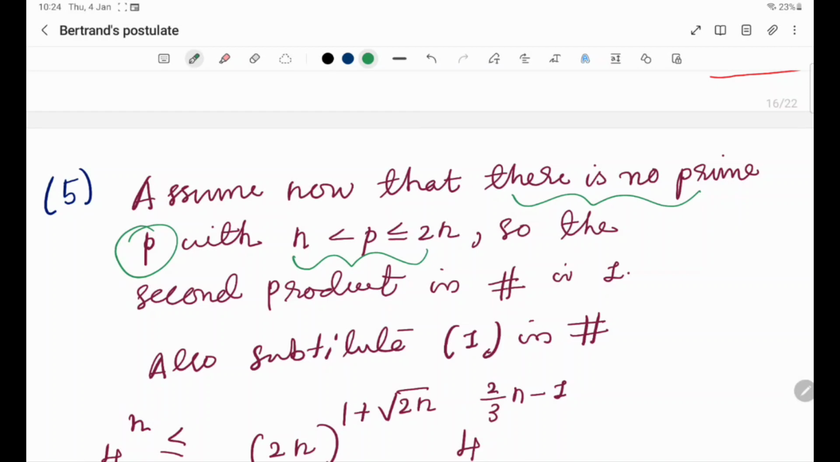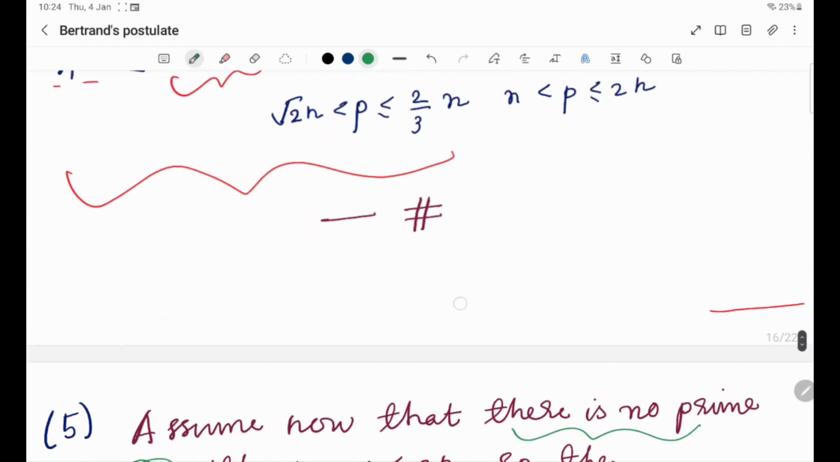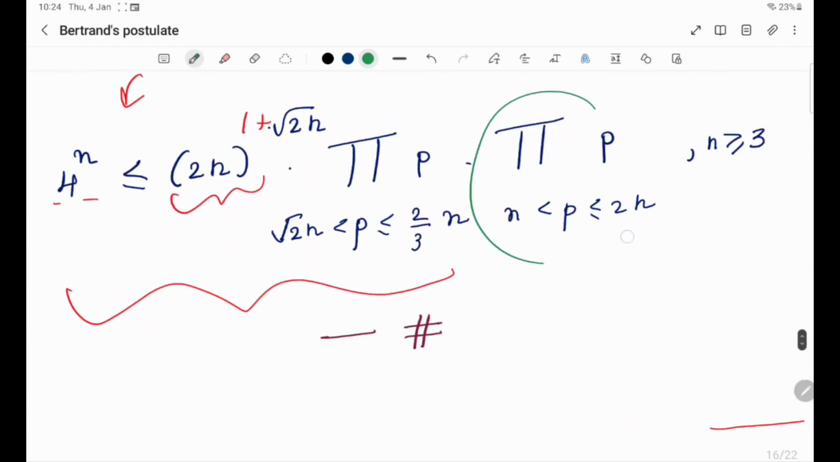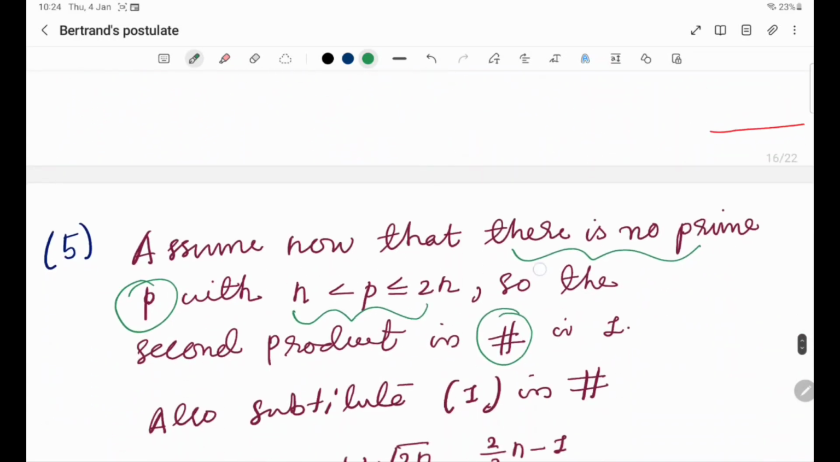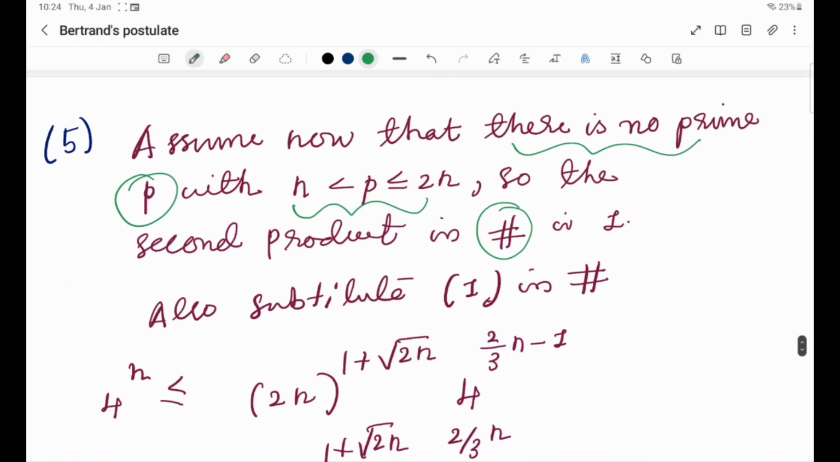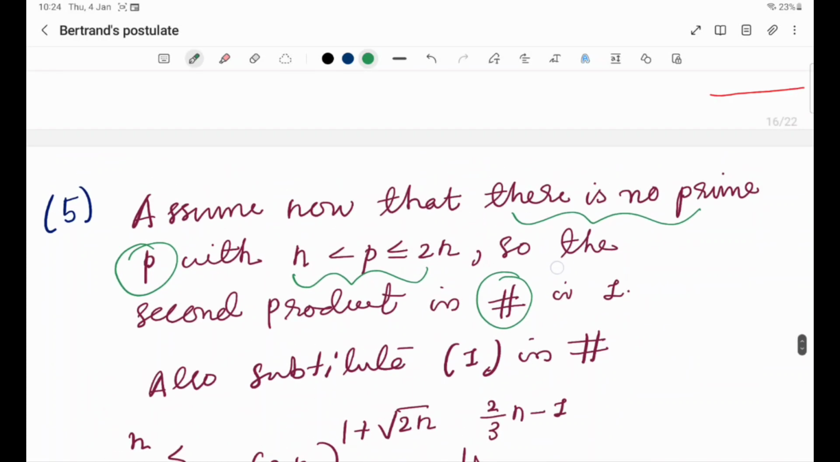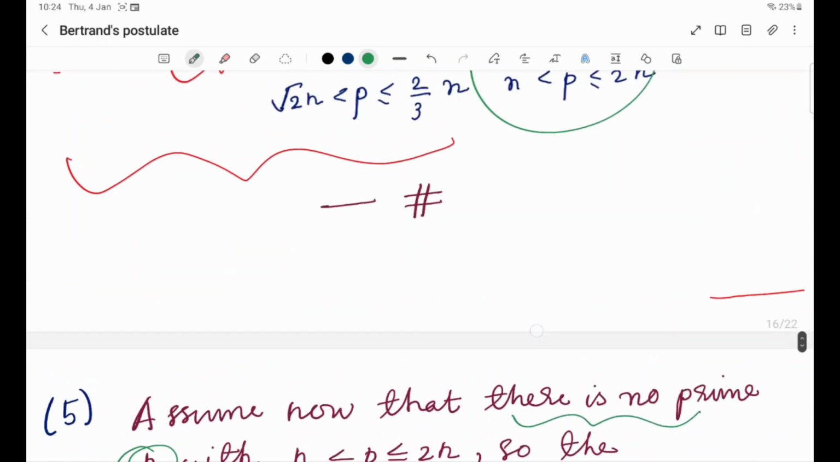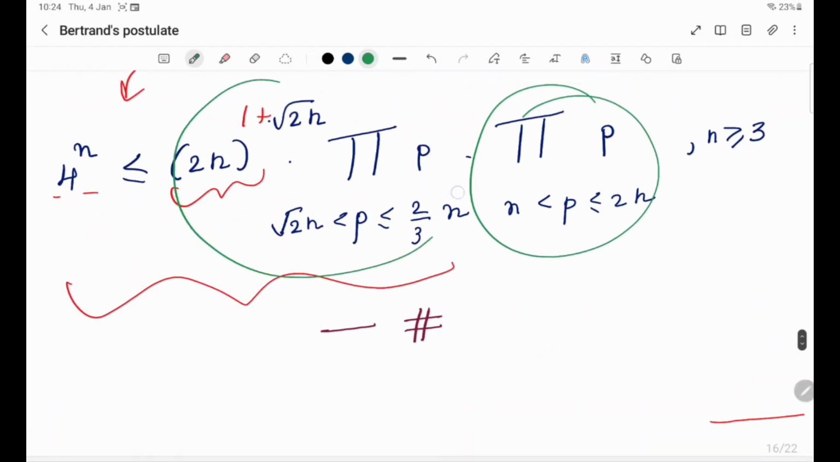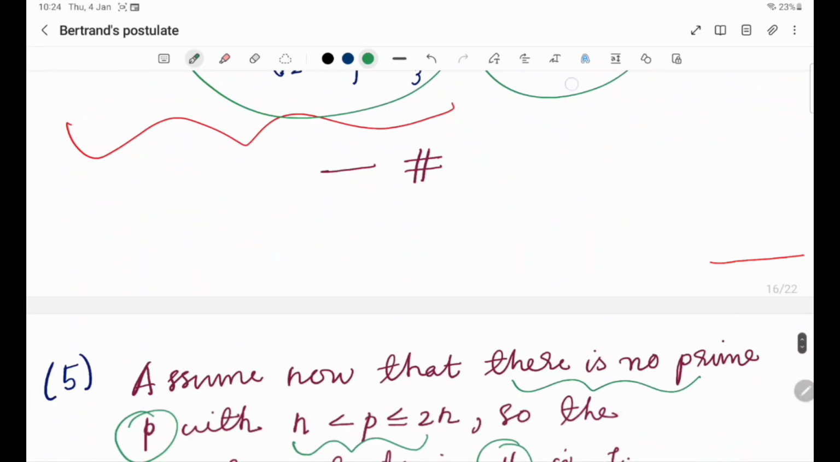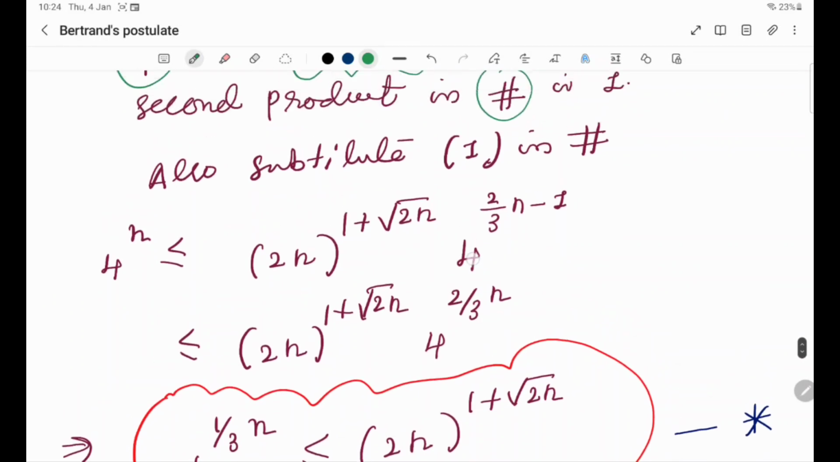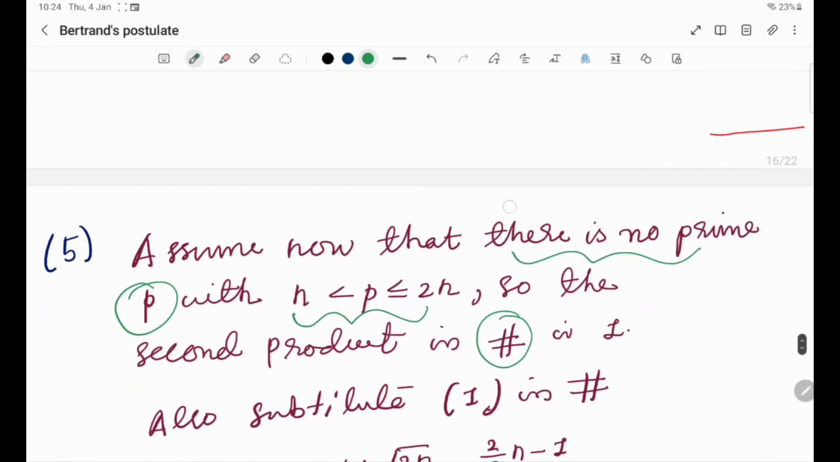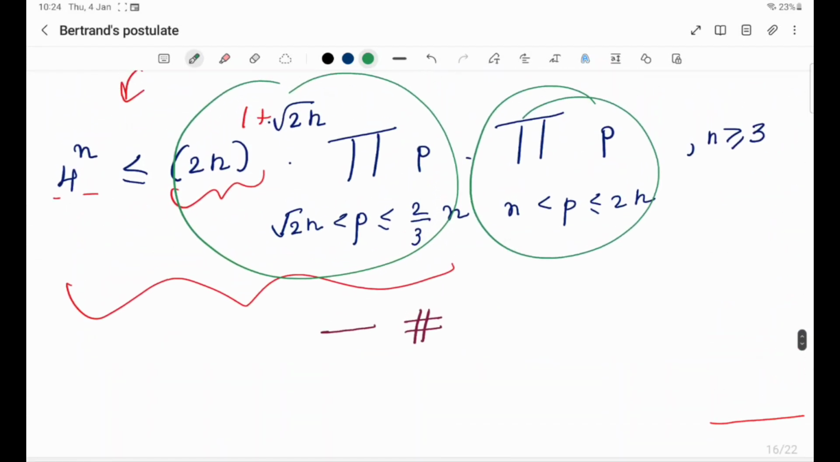So the second product in the hash, so the hash is given like this. So this is the second product. Suppose there are no primes there, then the product is 1. Right? We are left with only these two fellows, right? Because if there is no prime, then what about this? The first product here.